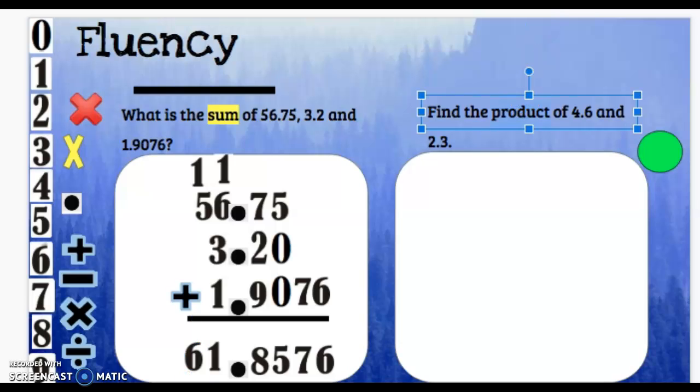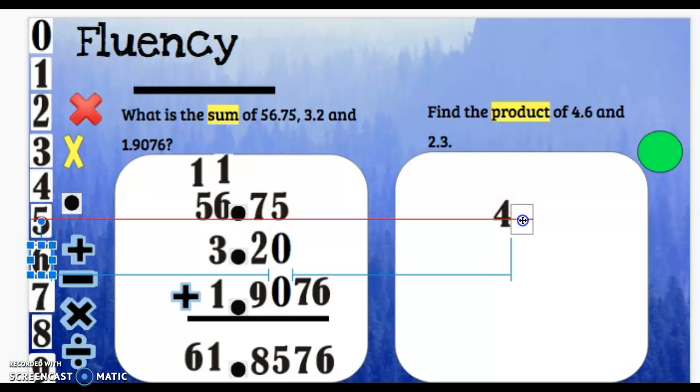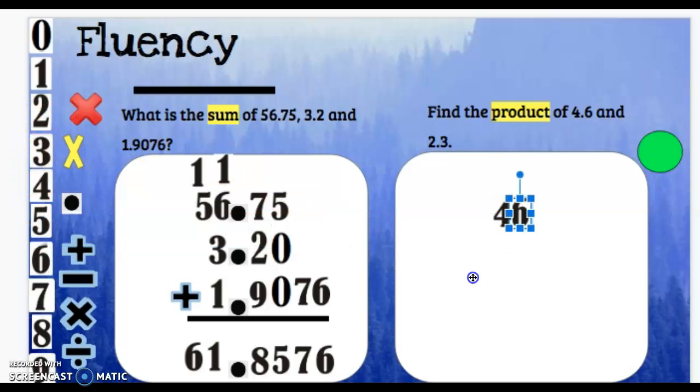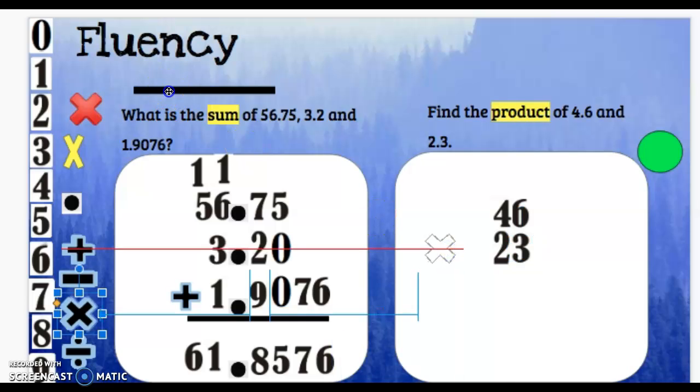All right, so now we have our next problem. It says find the product. So we know product is the answer to a multiplication problem. To multiply, our first step is to rewrite the problem without the decimal point. So I'm going to put my 4 and my 6. And then I've got to line up my digits together. So I'm going to put my 2 and my 3. And then I'm going to multiply. Put my line underneath.